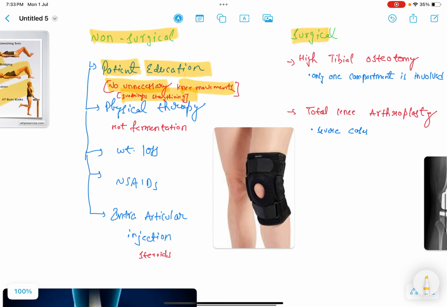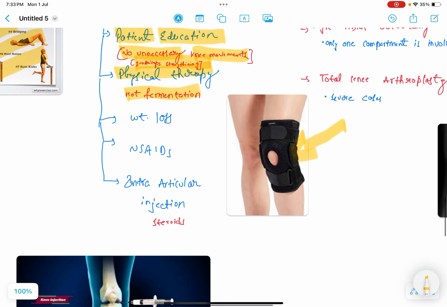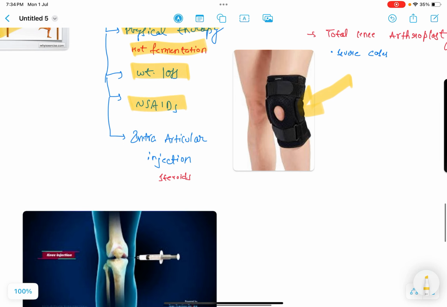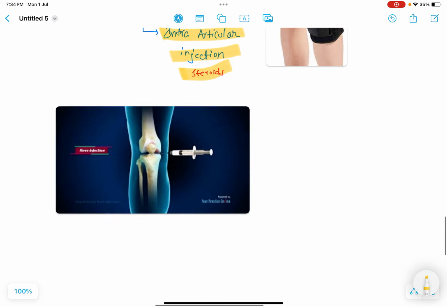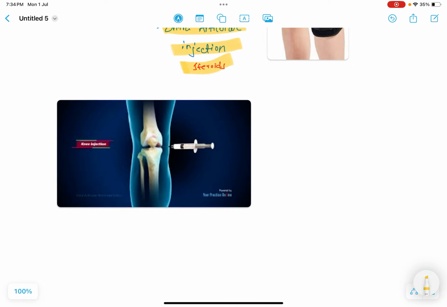Next, you have to do some physical therapy like hot fomentation, and he has to wear some gadgets like this, and he should go for weight loss, and we have to give NSAIDs, and we have to give intra-articular injections like steroids. Intra-articular means we have to give in the joints. See, this is the joint.